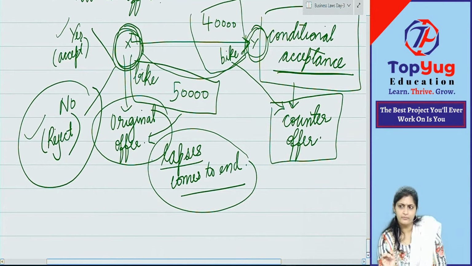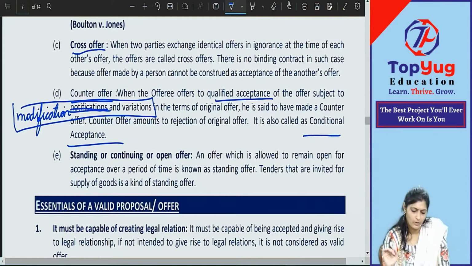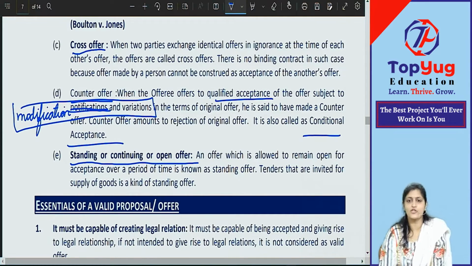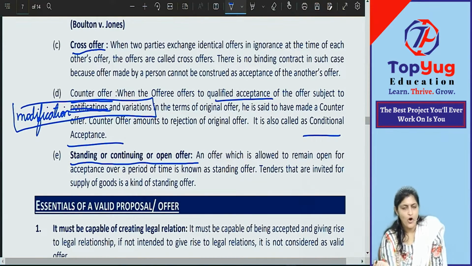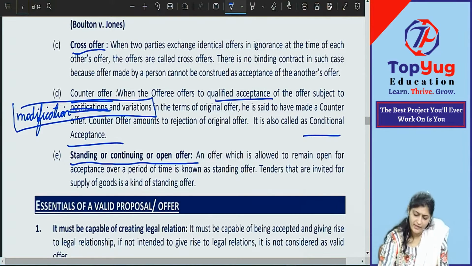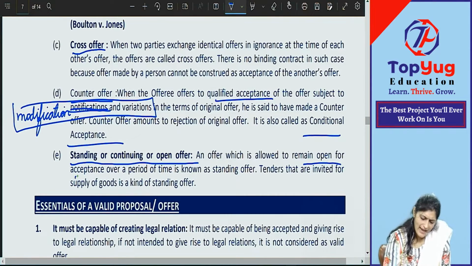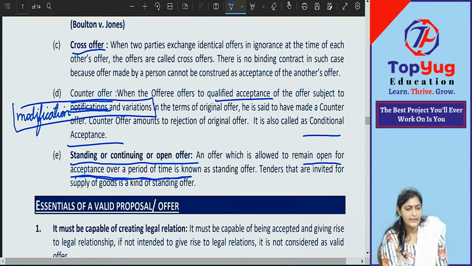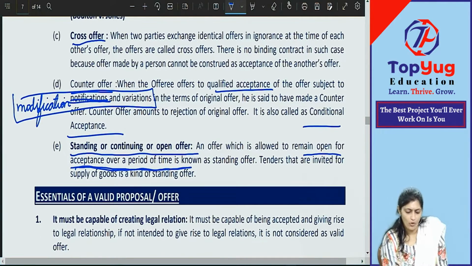Done, everybody. Now let us see the next type of offer, the fifth type of offer, that is known as standing offer or continuing offer or open offer. Any offer which remains open for acceptance over a period of time is always known as what type of offer? Standing offer, continuing offer or open offer.